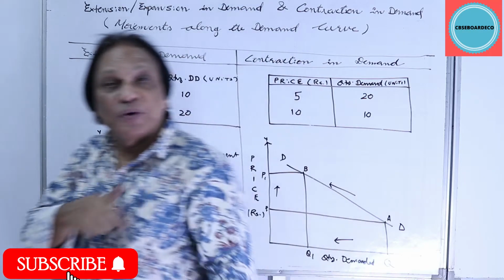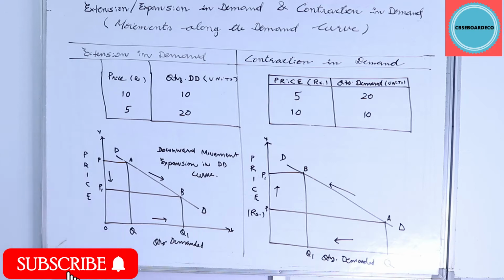Today, look at the board. We are discussing a very important topic. We're discussing extension and contraction in demand. Extension, we call it also as expansion in demand, and contraction in demand. And the same thing, we can call it also movement along the demand curve. Why do we call it movement? Because we keep moving along the same demand curve, up and down.